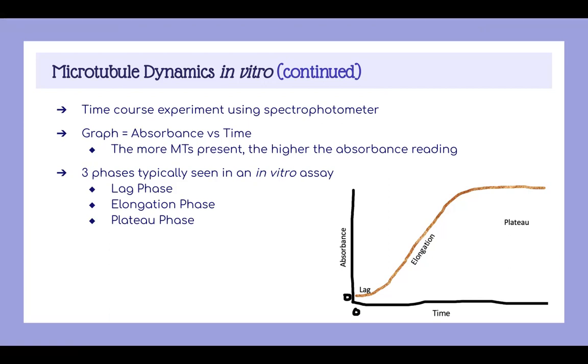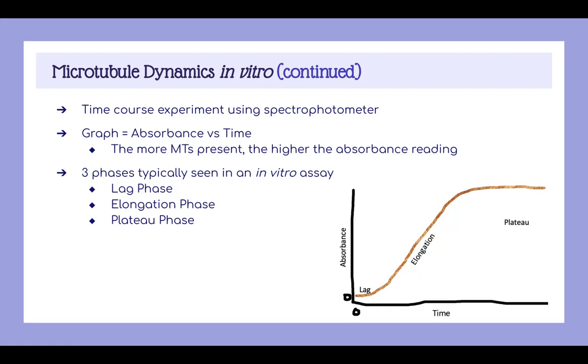Holistically, just to go over it generally first before we get into the different parts of it, the microtubule dynamics in vitro is a time course experiment. That means it happens over a period of time. The way that it works is that it uses a spectrophotometer, and basically what that does is calculate absorbance level over time. So the more tubulin in the tube you have, the more light that's going to be absorbed.